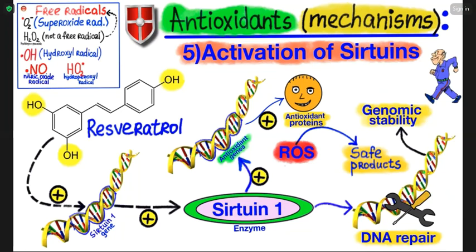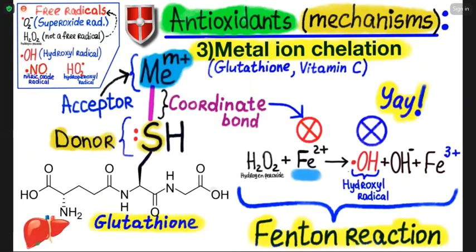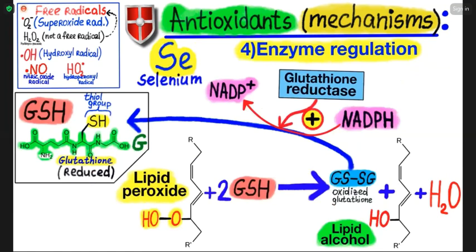As a quick recap, the main mechanisms of how antioxidants protect us against free radicals discussed in this video were hydrogen atom donation, electron donation, metal ion chelation, antioxidant enzyme regulation, and the activation of sirtuins.